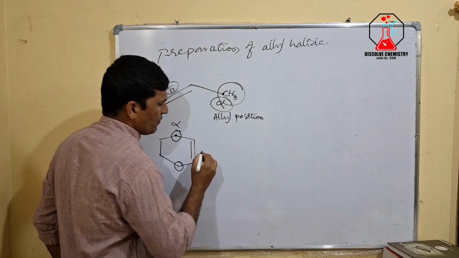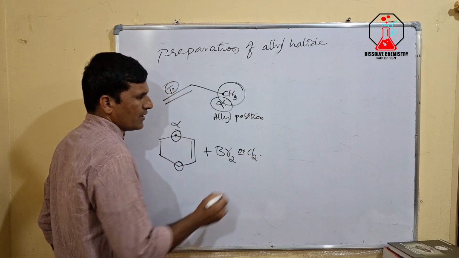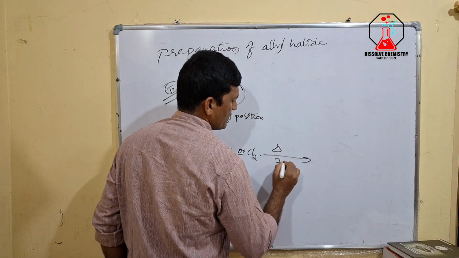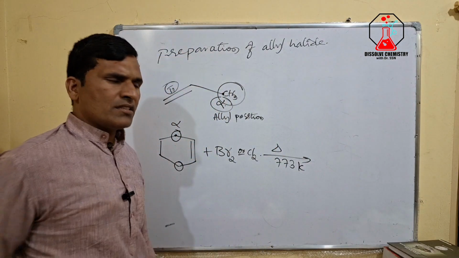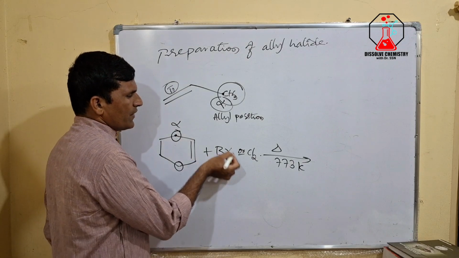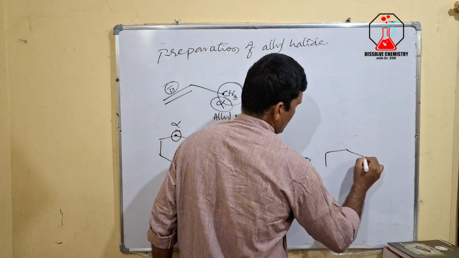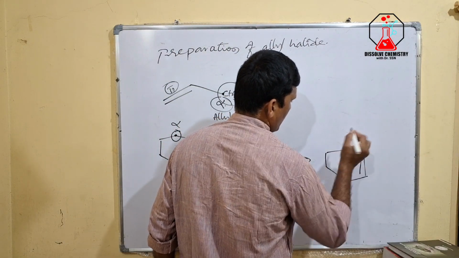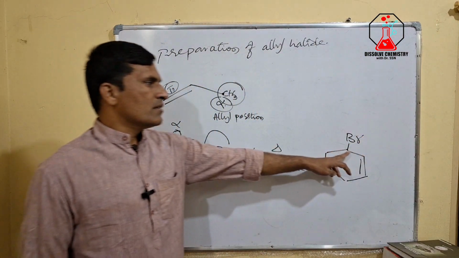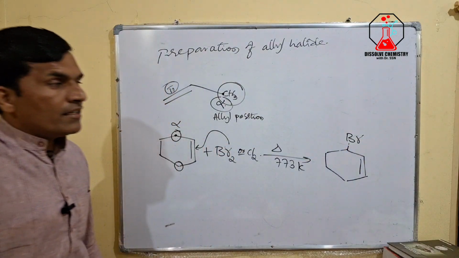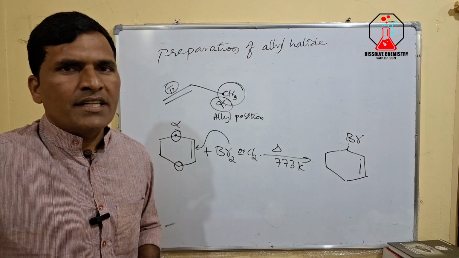and your halo group should go to the alpha carbon with respect to the doubly bonded carbon. Fine. So to make sure of that, you take halogen, bromine or chlorine, and you heat at a high temperature like 773 Kelvin, approximately 500 degrees Celsius. At that high temperature, instead of addition to this double bond, your bromine or chlorine will go to the allyl position. This is how, keeping the double bond intact, we can halogenate the allyl carbon.